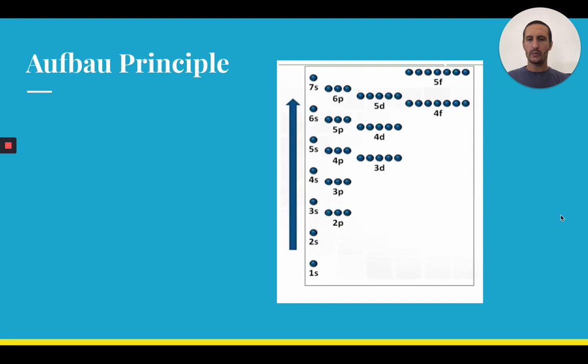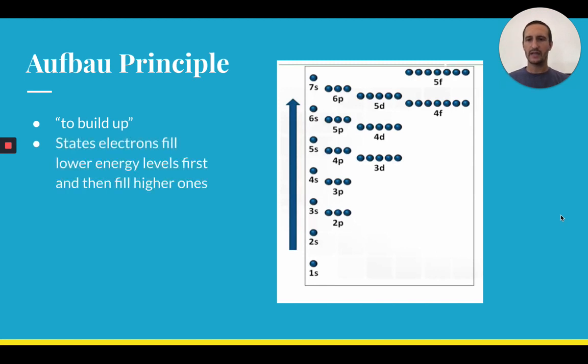The Aufbau principle is an important rule to remember when talking about electron configurations. Aufbau is actually a German word which means to build up. And the Aufbau principle states that electrons fill lowest energy levels first and then fill to higher energy levels.